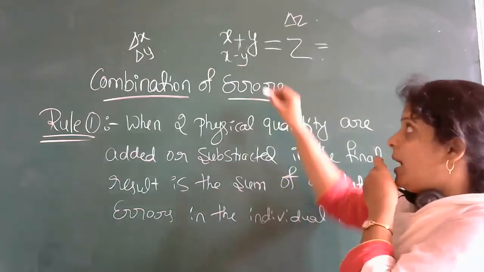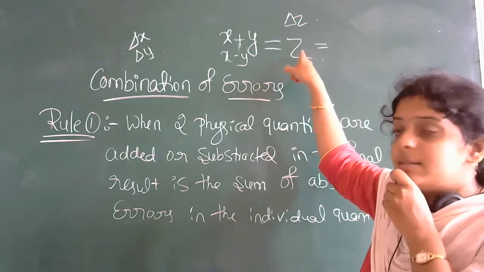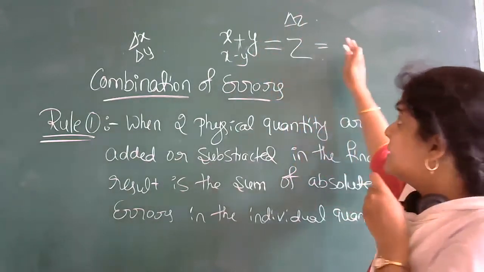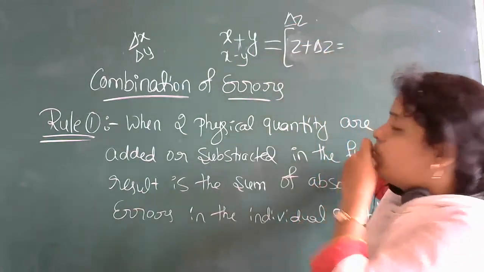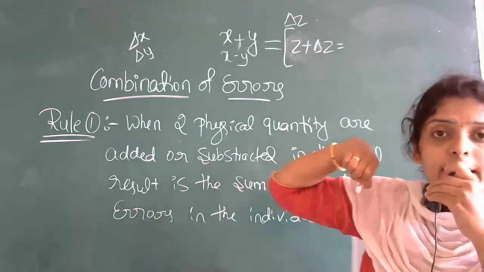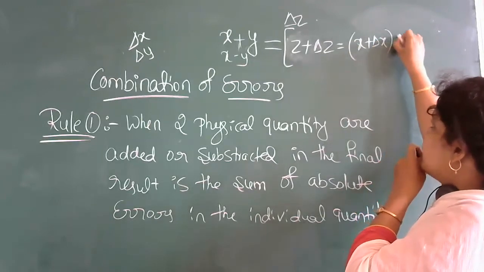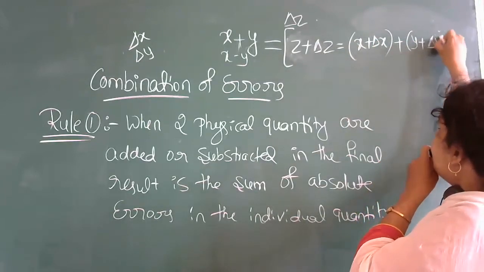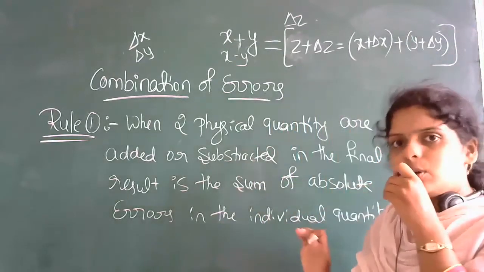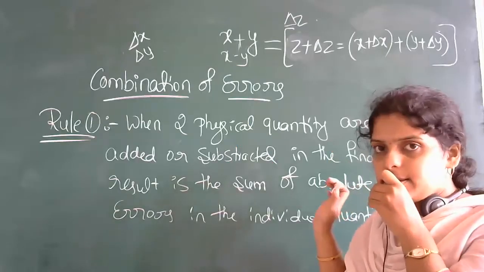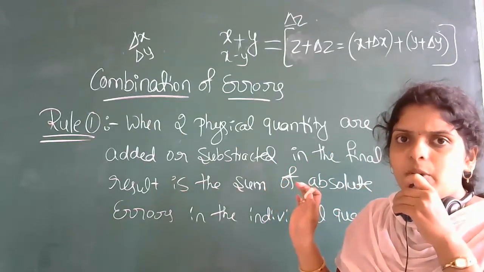So delta z is the error in your z value. So the final result I'll represent as z plus delta z is equal to x plus delta x plus y plus delta y. This is how we are representing two physical quantities and their errors when they are added or subtracted.